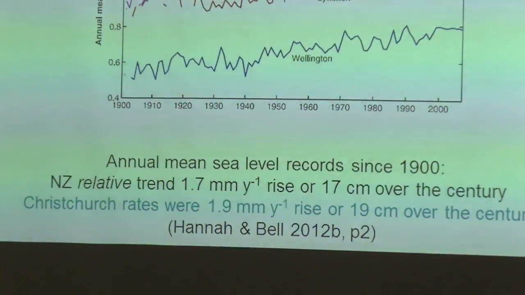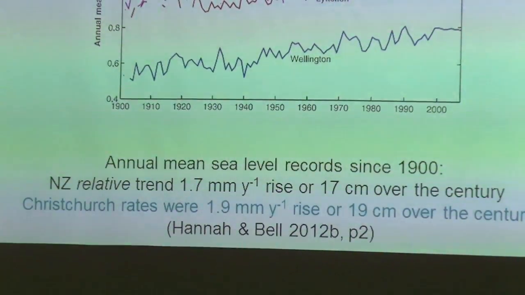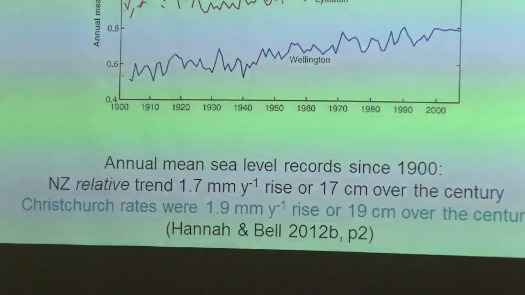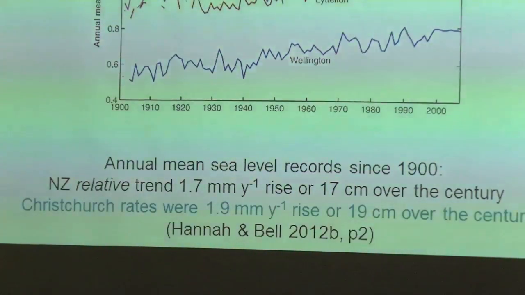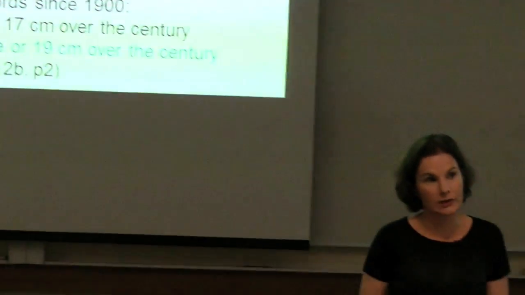In the record up to 2000, we hadn't started to detect an acceleration of sea level rise due to anthropogenic or human-induced climate change. We're starting to detect that now in the last 10 years of record. So this is the underlying sea level rise that we've got to account for across the Holocene.